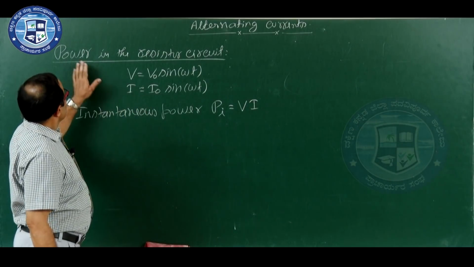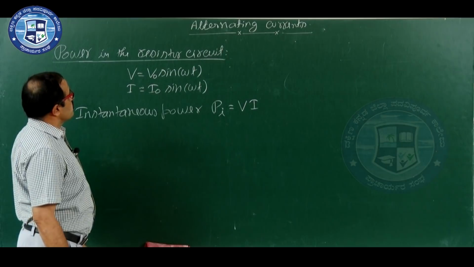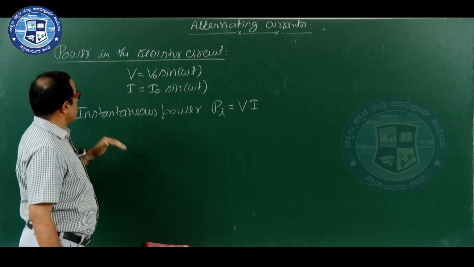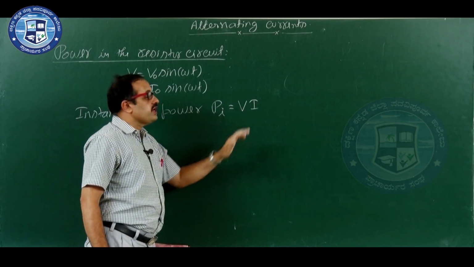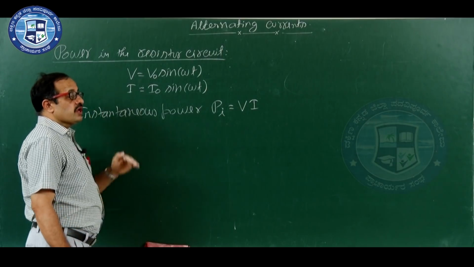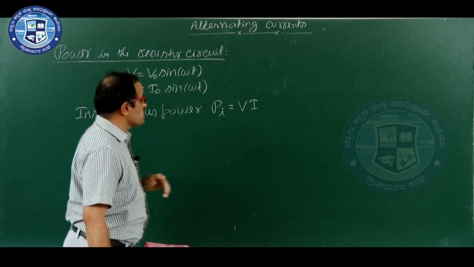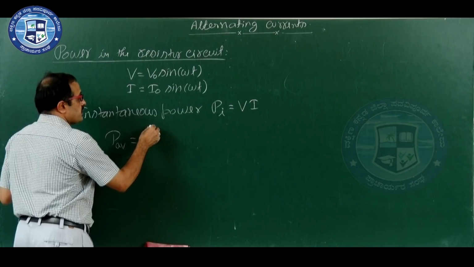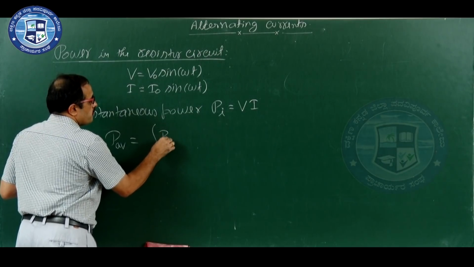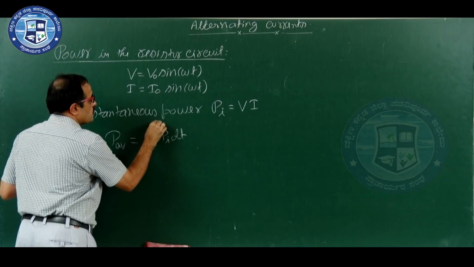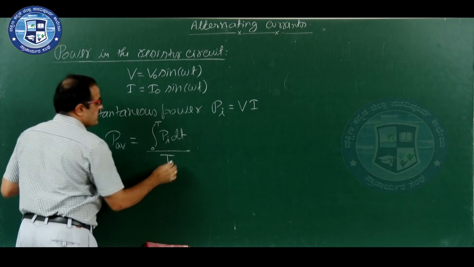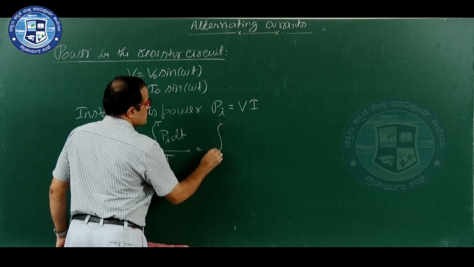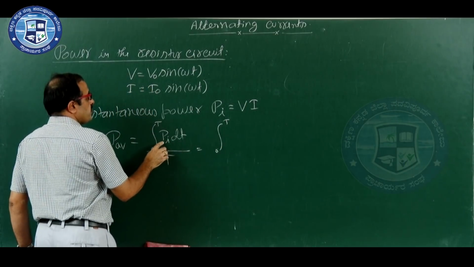Now, you come back to power in the case of a resistor circuit. Voltage is given as V is equal to V naught sin omega t, and the current is similar. Instantaneous power P I is equal to V into I. Now, I want to find the average power consumption over the cycle. That is P average is equal to, as I already said, the integration of P I dt from 0 to T divided by capital T, where capital T is the time period.